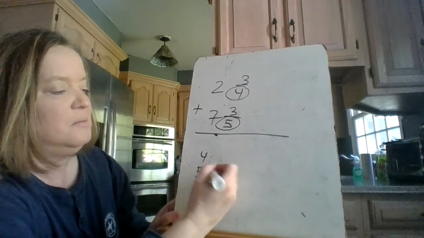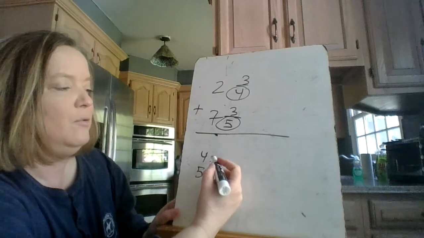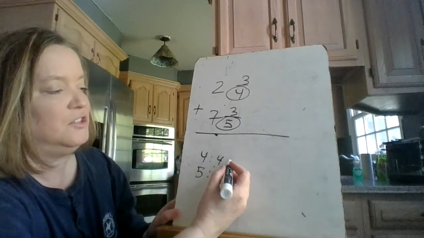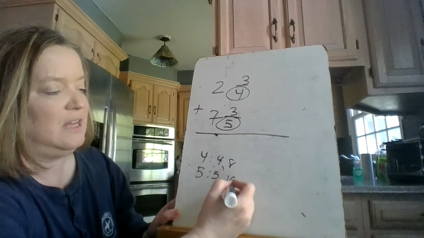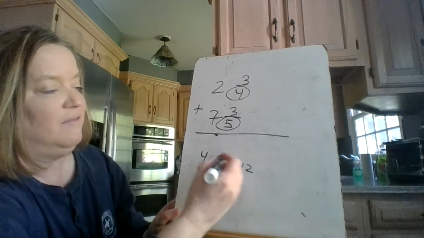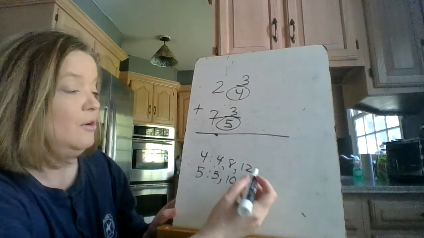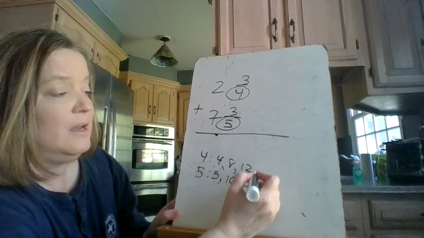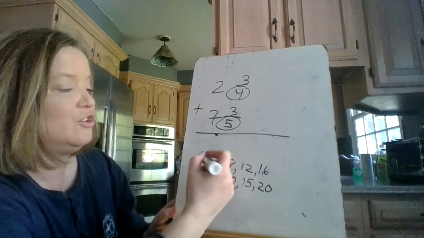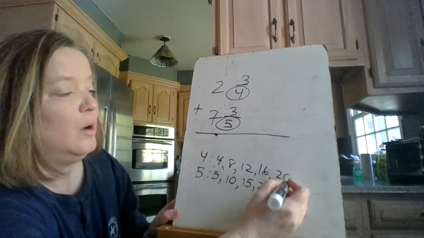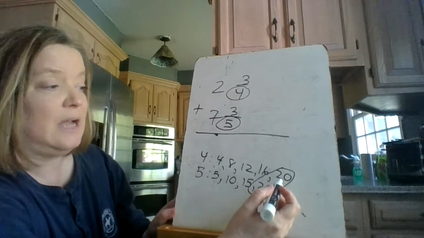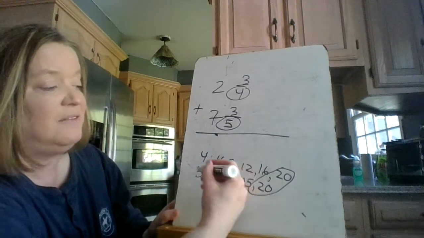So I'm going to count by 4s and 5s, making a multiples list here. When I count by 4s, 4 times 1 is 4, 5 times 1 is 5, no match. 4 times 2 is 8, 5 times 2 is 10, still no match. 4 times 3 is 12, 5 times 3 is 15, still no match. 4 times 4 is 16, 5 times 4 is 20, still no match. 4 times 5 is 20. Well, look at that. I got a match. That's the least common multiple that 4s and 5s share in common.